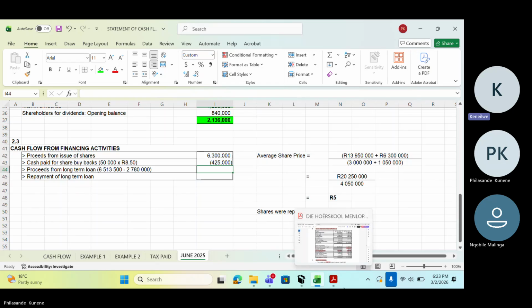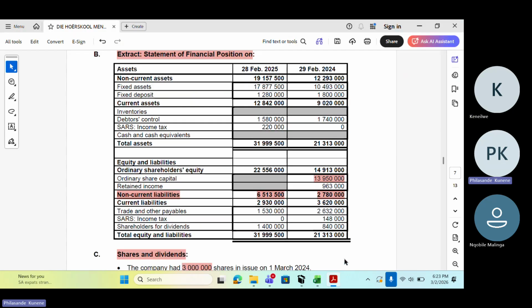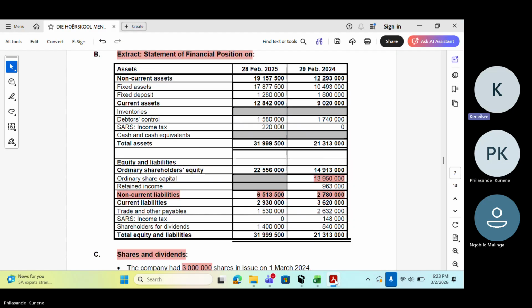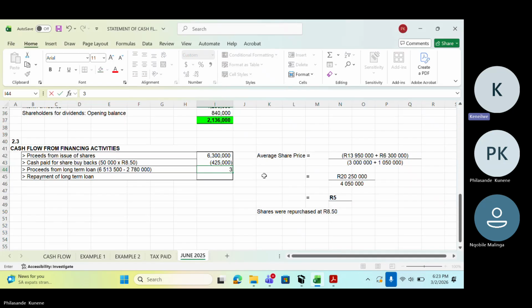Inflow. Definitely, it's going to be an inflow because it means we borrowed more money, 2,780,000, and it goes up to 6,513,000 rand. So it means we borrowed more money by how much? 3,733,500. 3,733,500 rands, which is going to be an inflow.